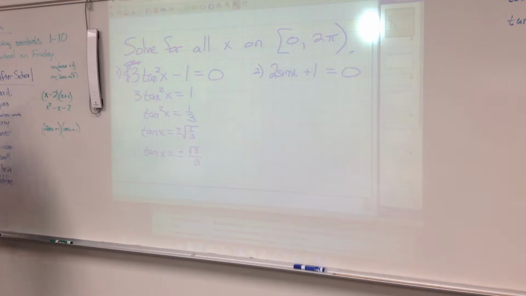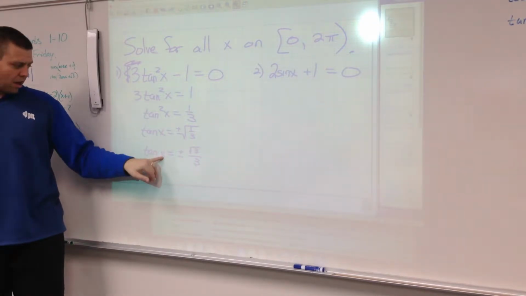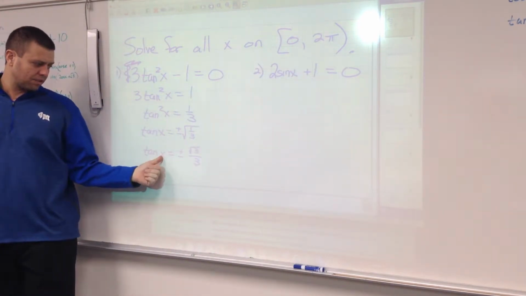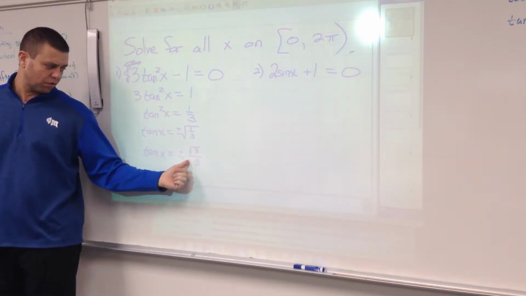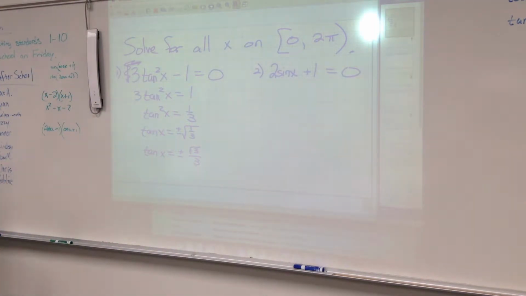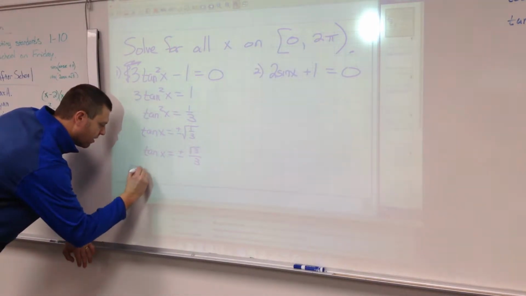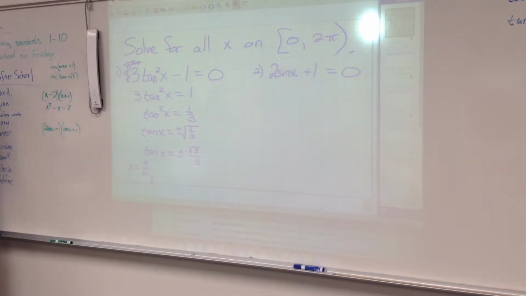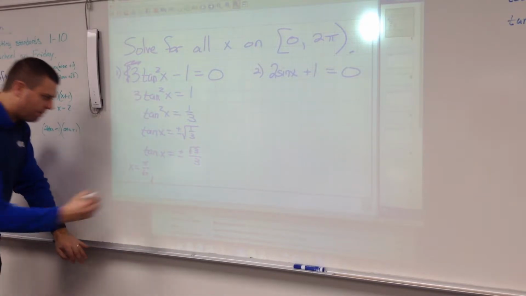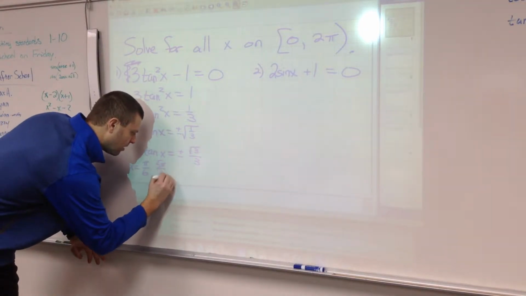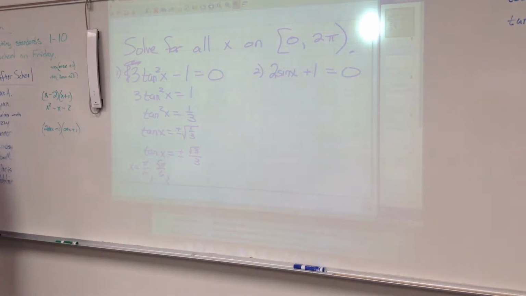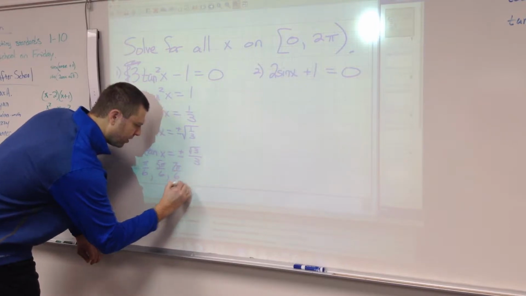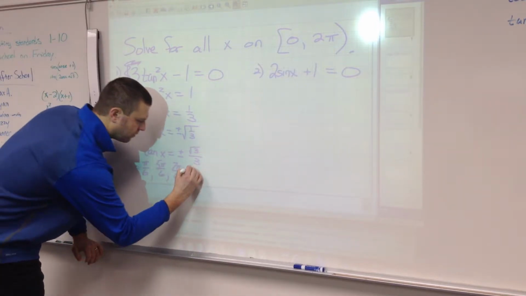So in this one, I want all x values between 0 and 2 pi such that if I plug them into this equation, it would either equal a positive root 3 over 3 or a negative root 3 over 3. This one has 4 answers. Pi over 6, which is like 30 degrees. Second quadrant would be 5 pi over 6. Third quadrant, 7 pi over 6. And fourth quadrant, 11 pi over 6.